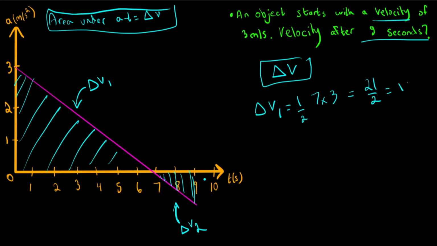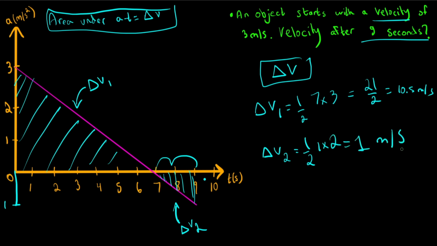10.5 meters per second. So that's our delta v1. Now to calculate the next one, we do the same thing, half the base times height. If this is the base, it's around 1 here, and the height is going to be 2, so 1 times 2 over 2, which is equal to 1, so 1 meter per second. Now it's negative because it's on the negative side, so it's negative 1 meter per second. So that's our two velocity changes. And now we'll add them.